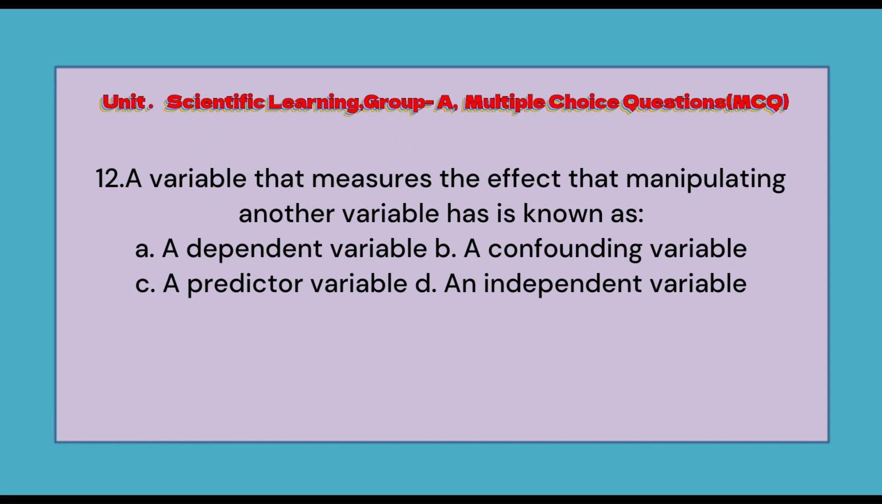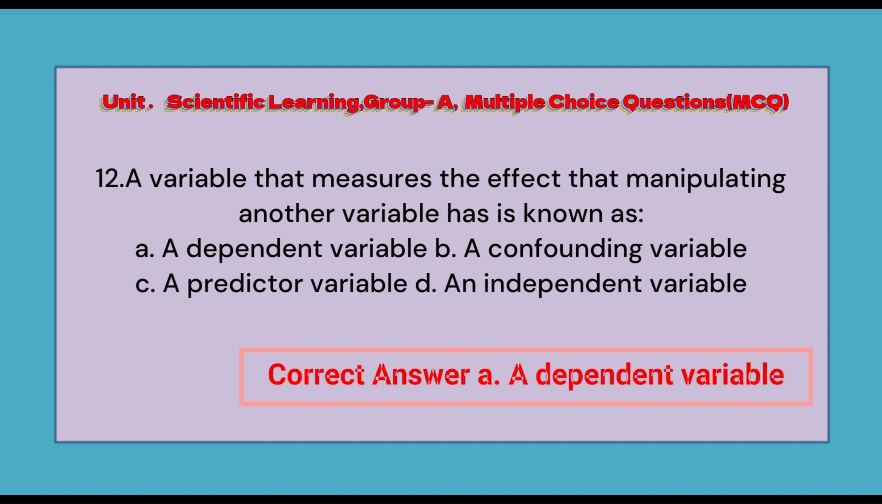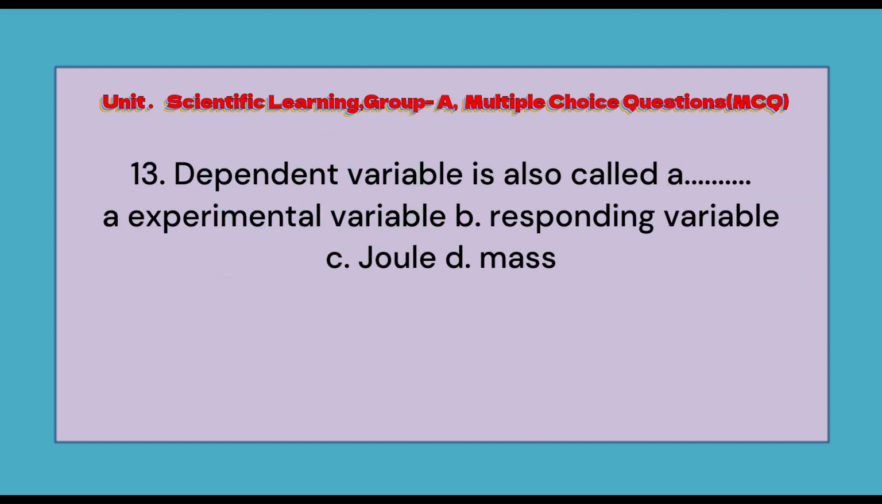12. A variable that measures the effect that manipulating another variable has is known as A. A dependent variable. B. A confounding variable. C. A predictor variable. D. An independent variable. Correct answer A. A dependent variable.